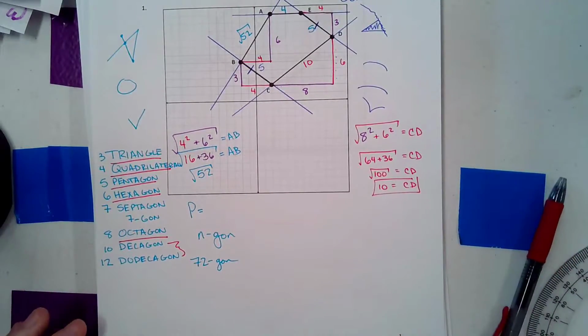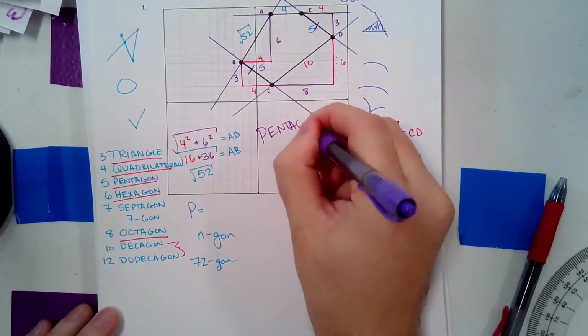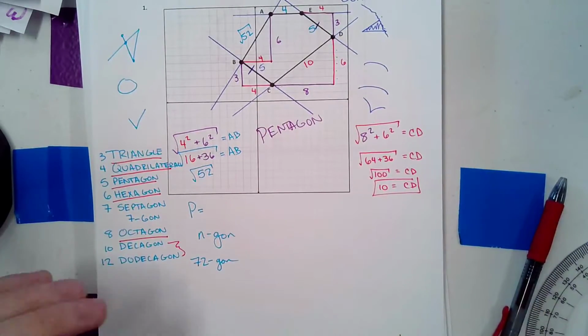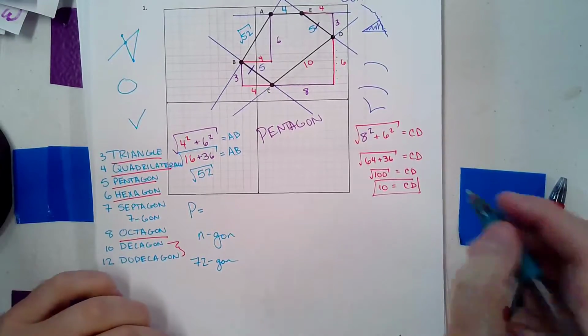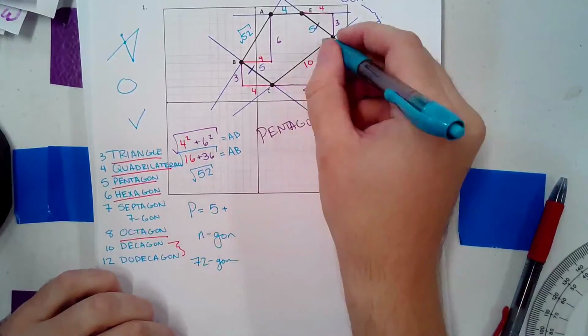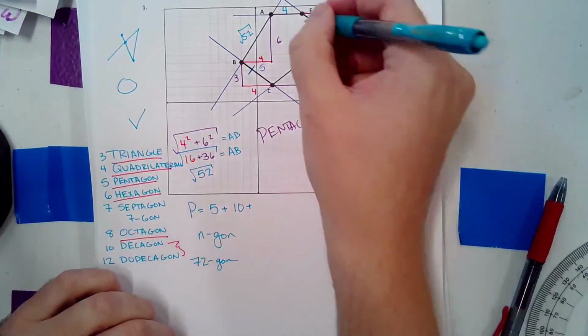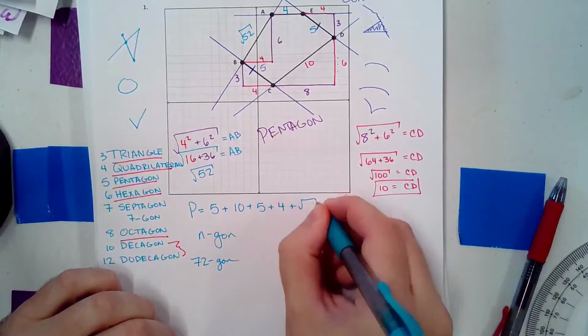So this is a pentagon because it has 5 sides. Back to the perimeter. We have 5 sides, so we need to add up 5 sides, right? That's the perimeter, the outside length, I should say. So we have 5 here for BC. We've got 10 here for CD. We've got 5 here for ED. We've got 4 for AE, and then we have root 52.